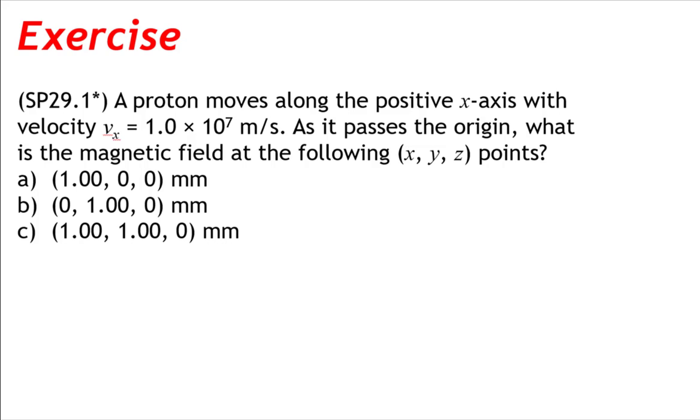A proton moves along the positive x-axis with a velocity of 1.0 times 10 to the 7th meters per second. As it passes the origin, what is the magnetic field at the following points? This is part C of our example, in which we are going to determine the magnetic field at the point with an x-coordinate of 1.00 millimeters, a y-coordinate of 1.00 millimeters, and a z-coordinate of 0 millimeters.